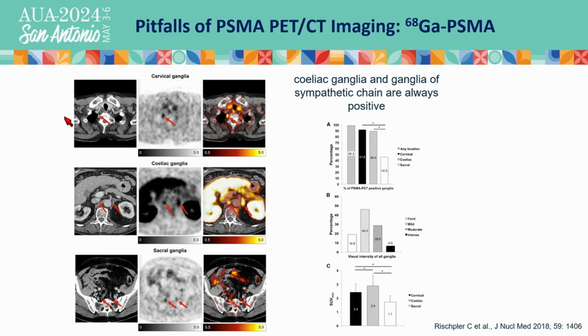What you also can see is when you look at the SUV values, which are shown down here, they usually do not exceed 3.0. You also can see that there is a different expression mode, but most of these patients with the celiac ganglia have some type of moderate PSMA expression.